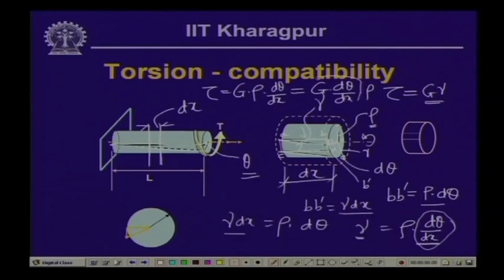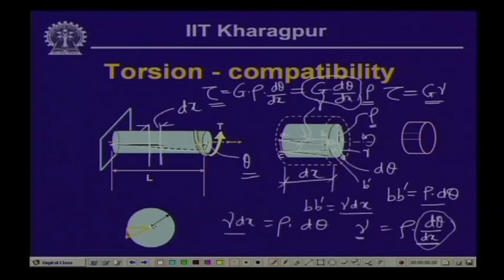Now, if we look into this quantity G d theta/dx, it is independent of radius, and as a result the shear stress is linearly dependent on the radius rho. So, it varies linearly from the center to the outer surface, and the stress becomes maximum on the surface of the cylindrical bar and is 0 at the center. Since it is varying linearly with rho, when rho becomes r, which goes to the surface, we get the maximum stress.